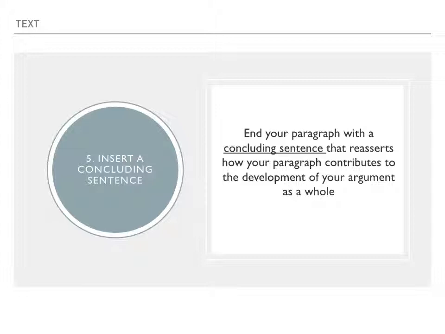Finally then, after I've integrated and explained my evidence, I'm going to conclude or wrap up my paragraph. So you want to end your paragraph with a concluding sentence that reasserts how your paragraph contributes to the development of your argument as a whole. So now I want to describe to my reader, why was this paragraph important? Why did I include this paragraph in this paper? And I'm going to show you at the end how this paragraph as a whole fits into my overall argument for the paper, how this is supporting my thesis statement.